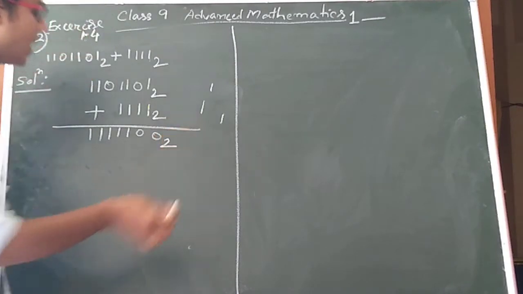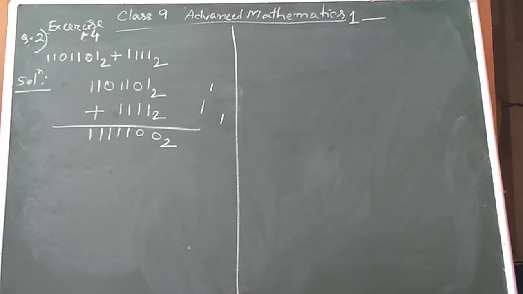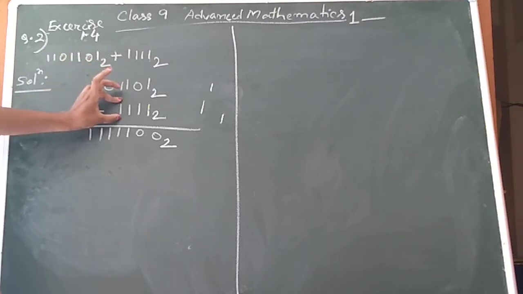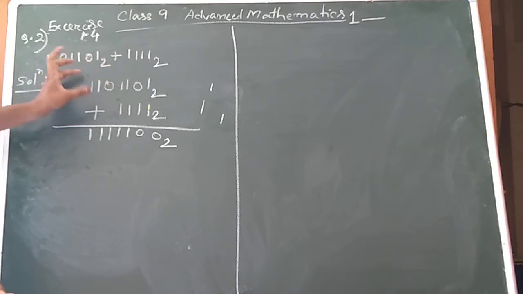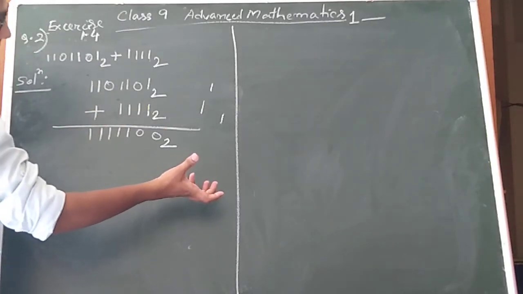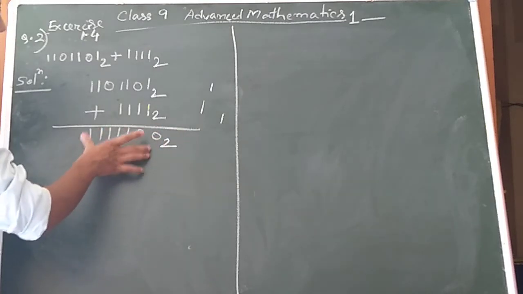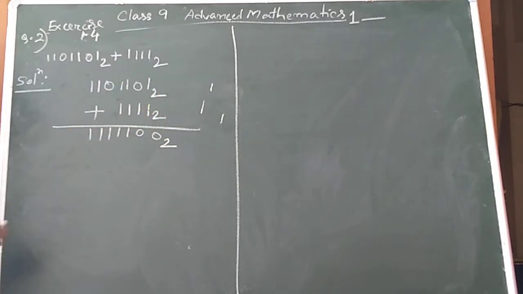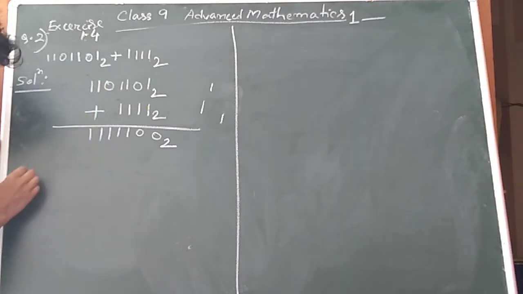Here the base is 2. Now how to verify? We have to convert this binary number into decimal form and this binary number into decimal form, and we have to add. Then we will see whether the result, after converting these binary numbers to decimal form, is the same or not.